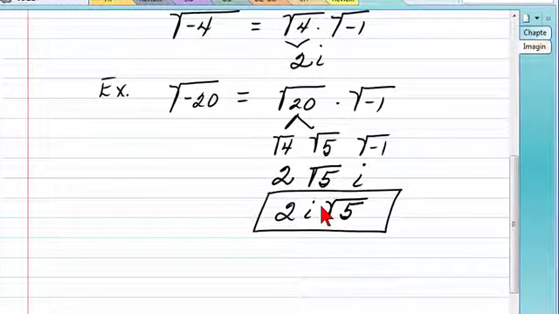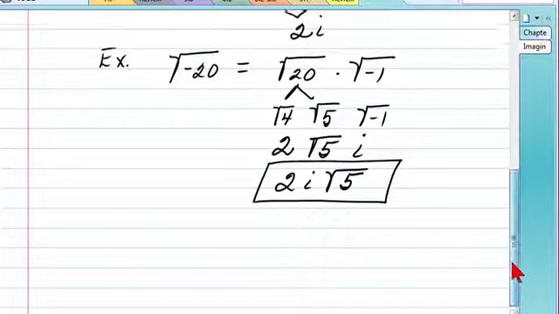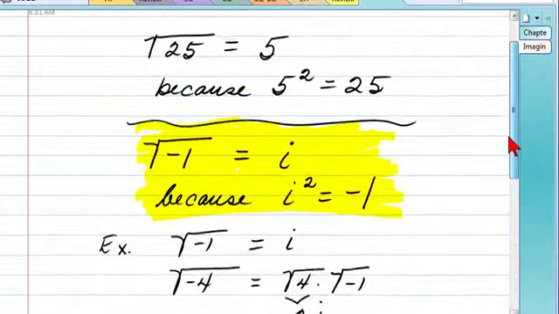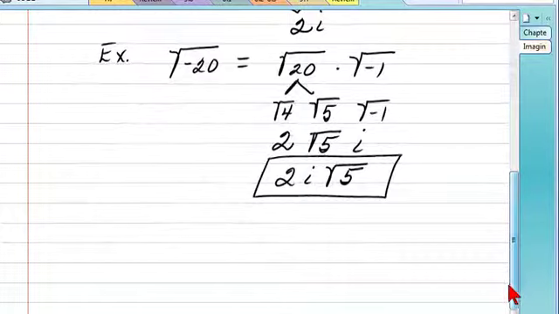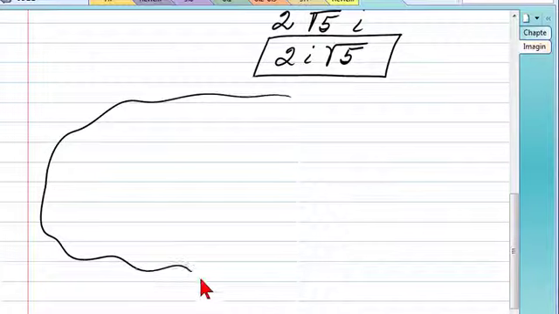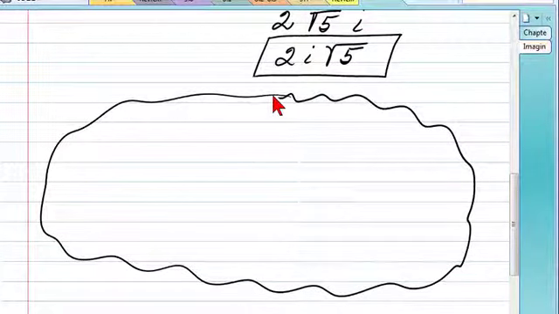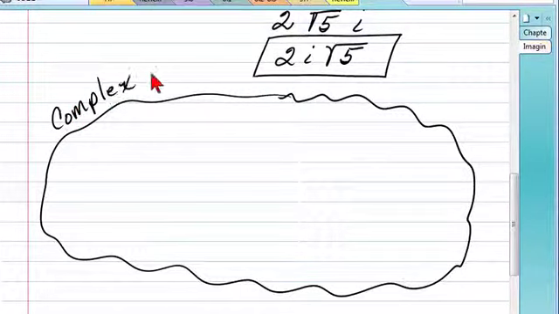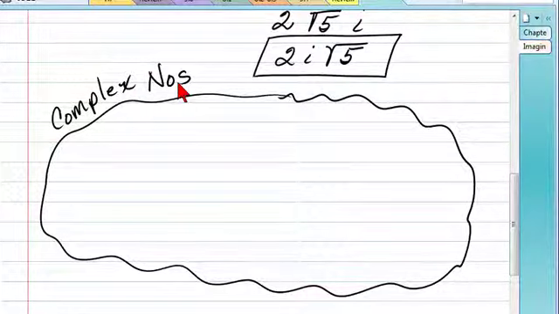Okay, so got the idea of the imaginary numbers? A little bit further. Everything I've shown you was a pure imaginary number. All the numbers that we ever study, all of them, fit into a big set called the complex numbers. Okay, complex numbers are all the numbers.